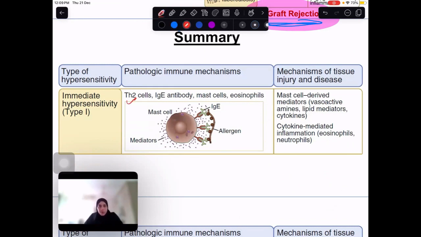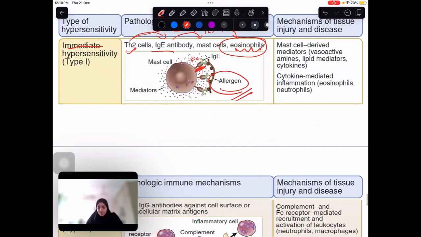T helper 2 cells, what do they do? They were the ones that released the IgE. IgE, after it's released, binds to FC receptors, right? These are the FC receptors that are found in the mast cells. And we mentioned that T helper 2 cells release interleukin 5, which causes eosinophilic inflammation. We mentioned generally eosinophils are going to be involved in the allergens, right? And we mentioned type 1 hypersensitivity is allergy, it's immediate, right?